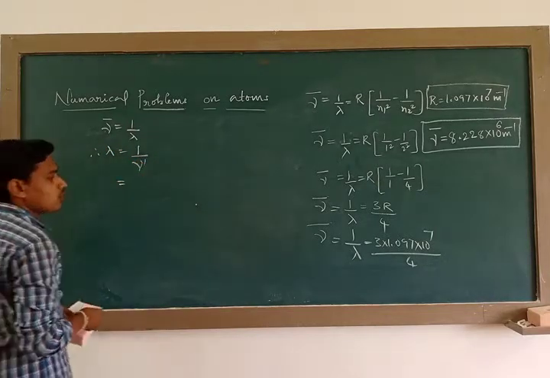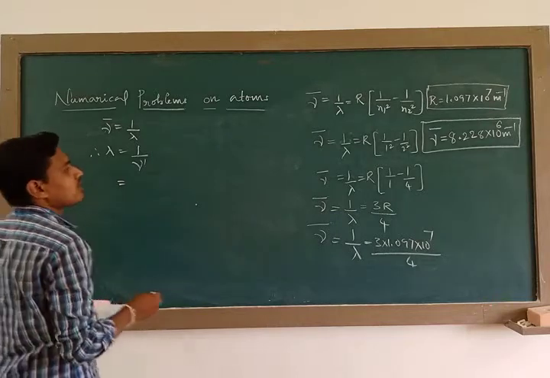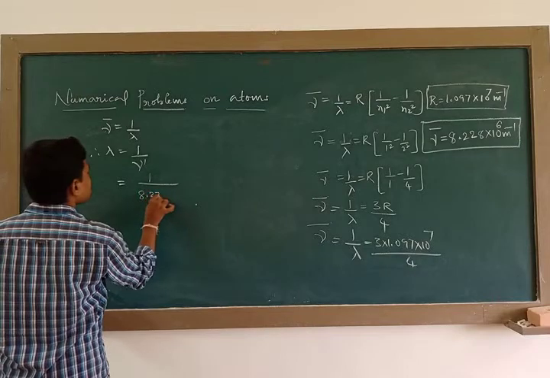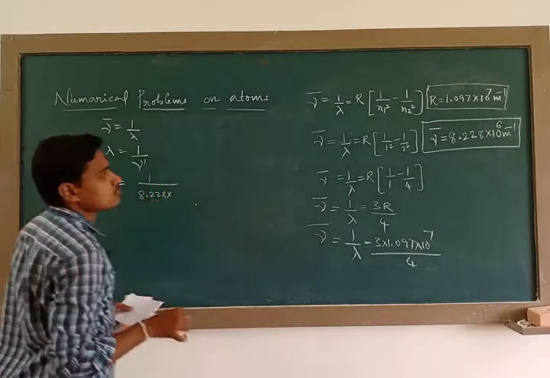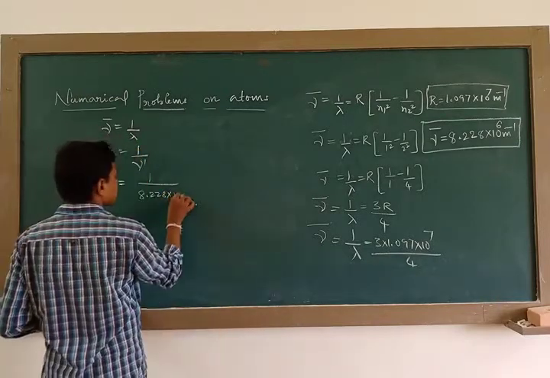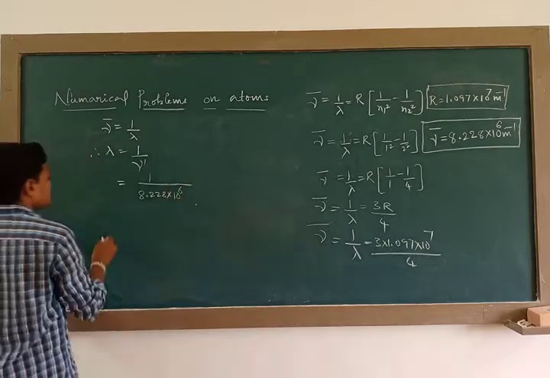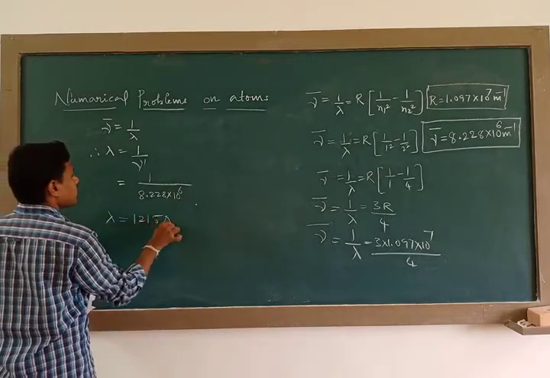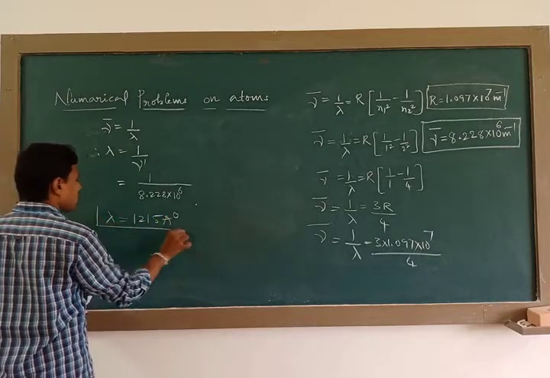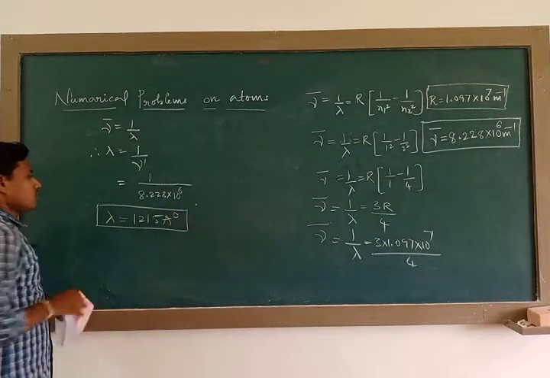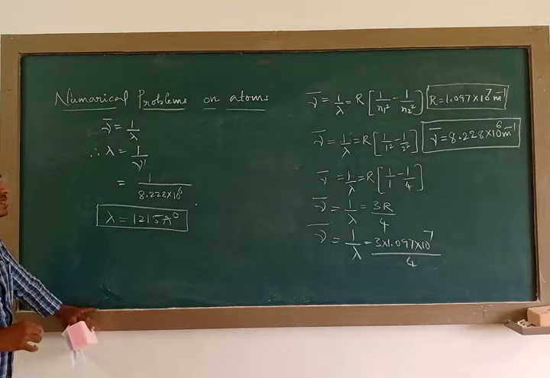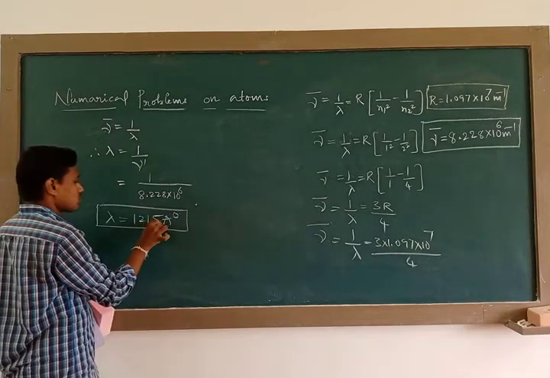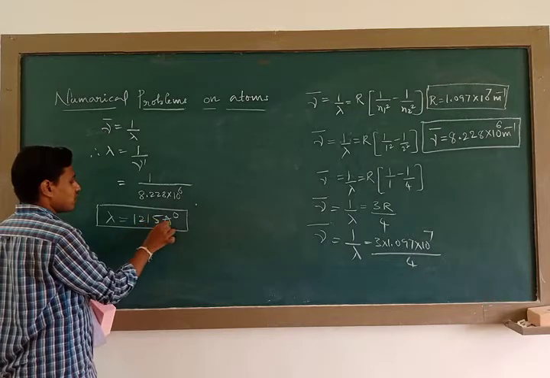So 1 by nu bar means 1 divided by that value. 1 by 8.228 into 10 raised to 6. If you simplify this, you will get the answer 1.215 into 10 raised to minus 7. If you shift the decimal places, then it becomes 1215 angstrom.